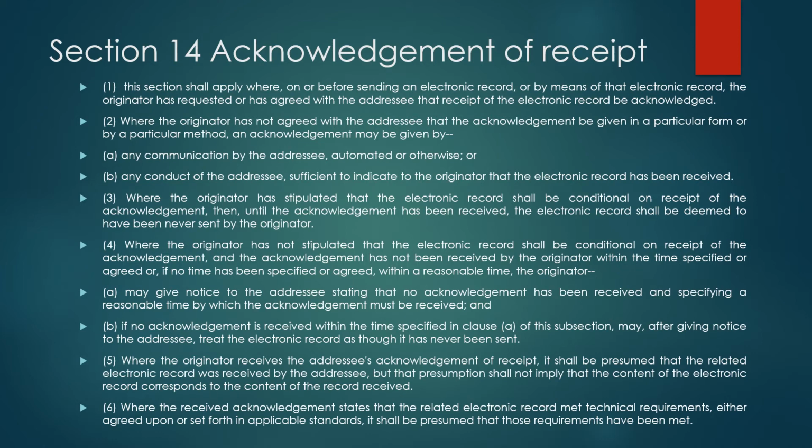Now, number 3, conditional acknowledgement of receipt. Where the originator has stipulated that the electronic record shall be conditional, binding on the receipt of acknowledgement, then until the acknowledgement has been received, the electronic record shall be deemed to have never been sent by the originator. So, the acknowledgement of receipt is a condition for this type of contract or agreement.